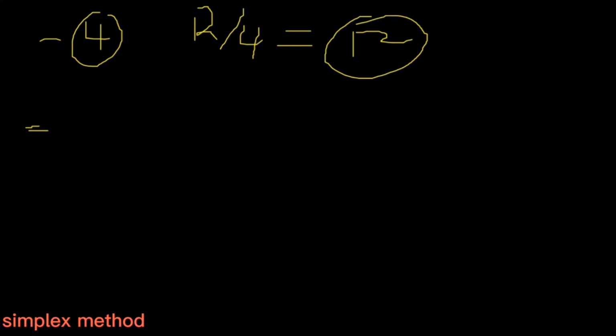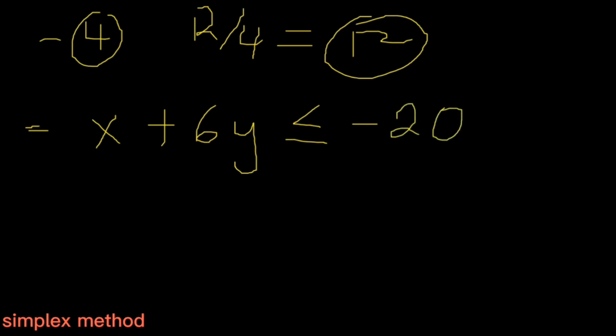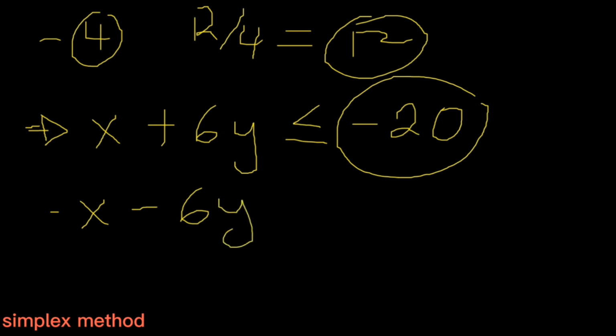If you have an equation that is x plus 6y less than or equals to negative 20, okay, less than or equals to negative 20, we can't solve this equation because there's a negative at the solution. You have to bring this part to the other side. That is, multiplying by negative every side, there is negative x minus 6y greater than or equals to 20. Since it is greater than or equals to 20, we aren't going to add a slack variable. We are going to subtract a slack variable here.